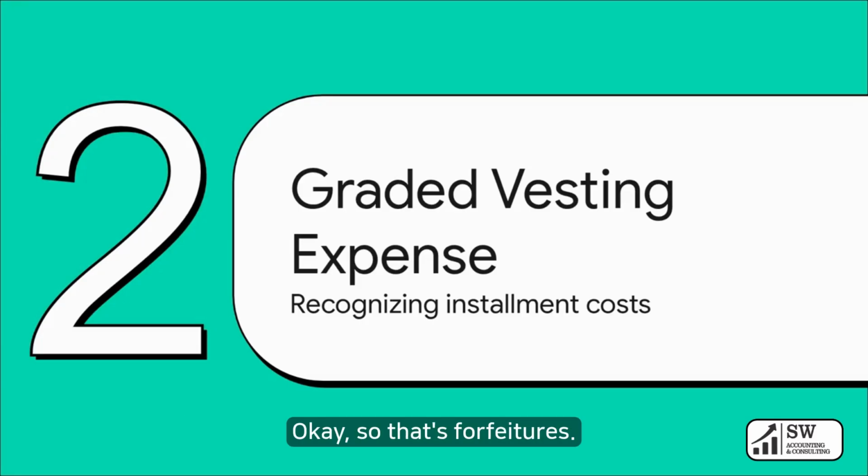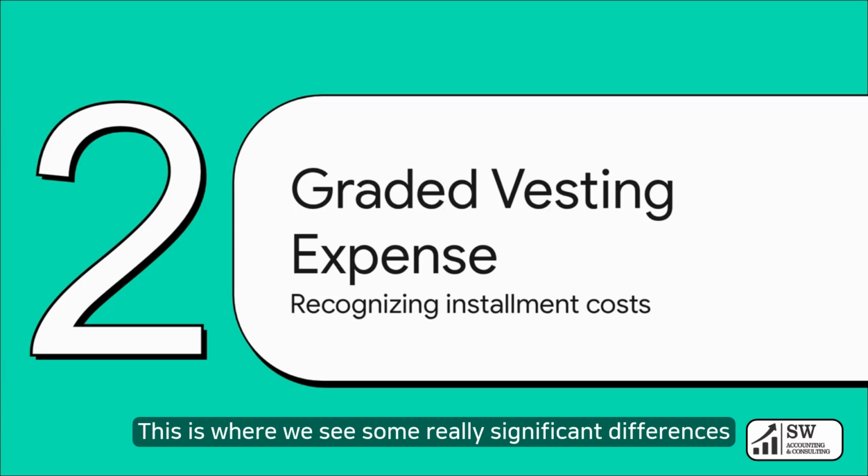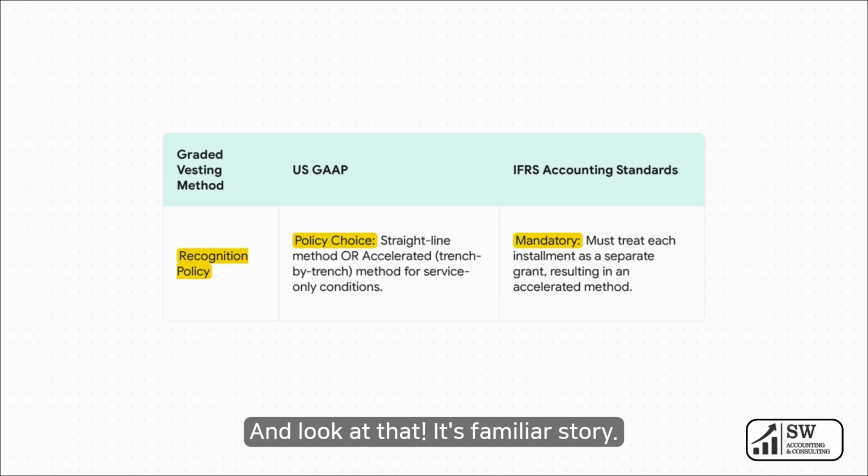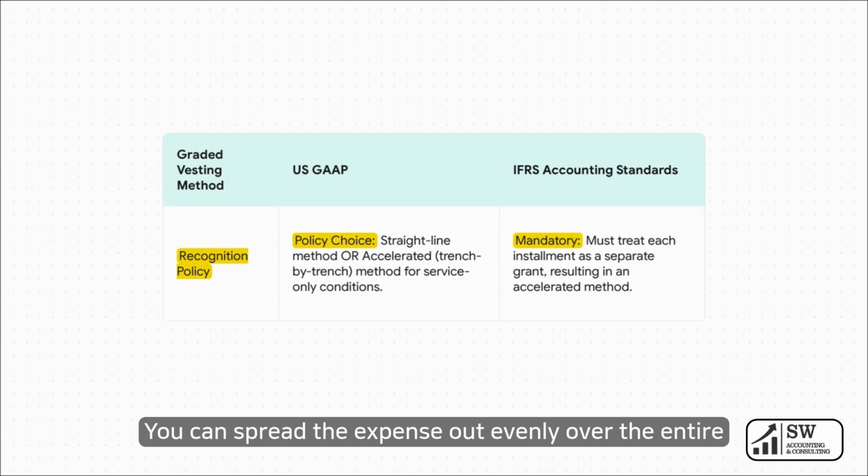Okay, so that's forfeitures. Now let's move on to graded vesting. This is where we see some really significant differences emerge in how companies recognize the cost of awards that vest over time, piece by piece. And look at that, it's a familiar story. Once again, US GAAP offers a choice. You can spread the expense out evenly over the entire period.